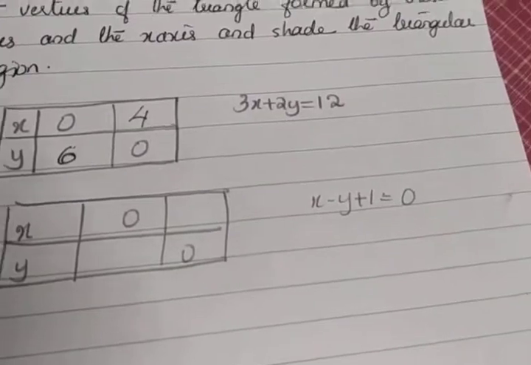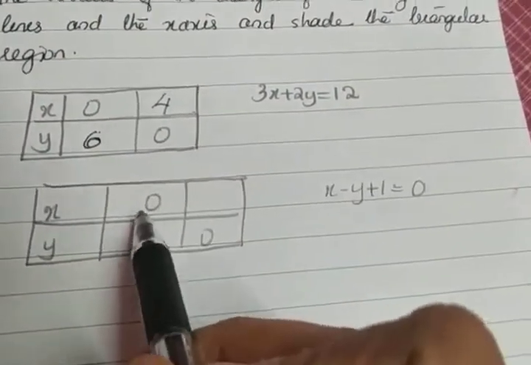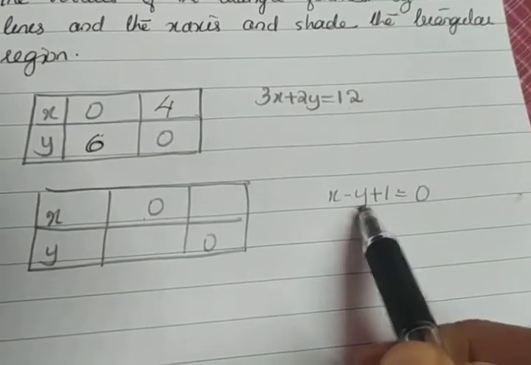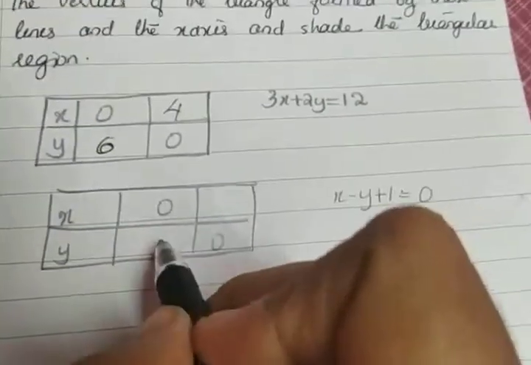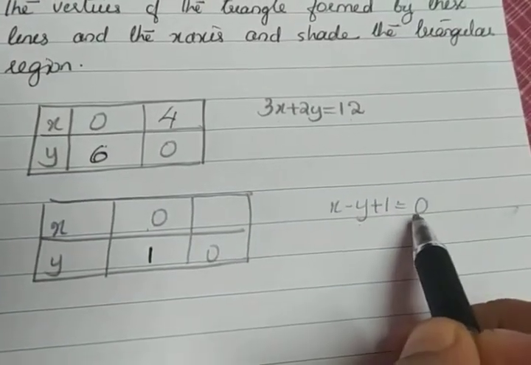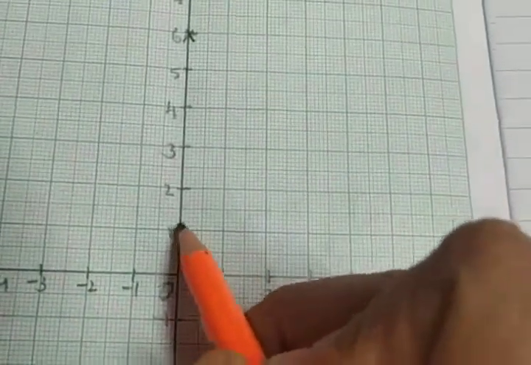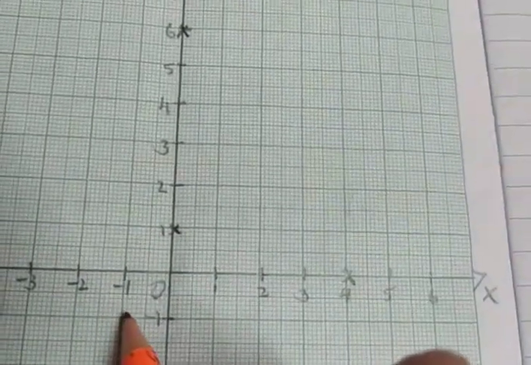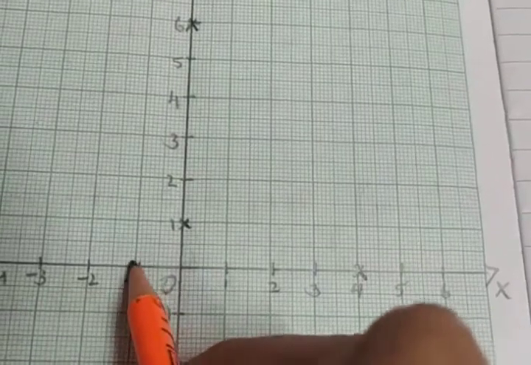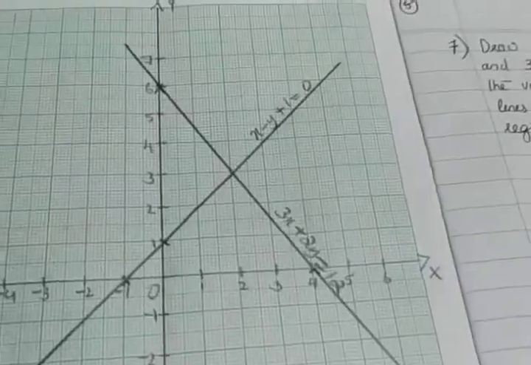Again, the second equation given is x minus y plus 1 equal to 0. There also, to find the point, put the value of x as 0. When x equals 0, minus y plus 1 equal to 0, which gives you the value of y as 1. And when y takes the value 0, x plus 1 will be equal to 0, giving you the value of x as minus 1. So again, we have 2 points: (0, 1) will be the point here, and (minus 1, 0) will be the point here. Okay, so join these two points.